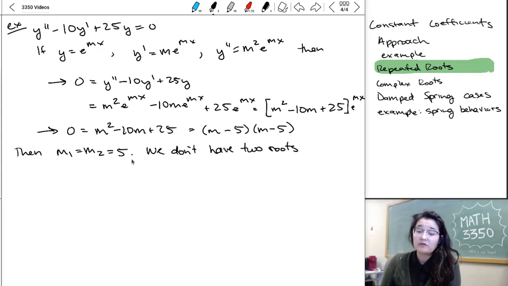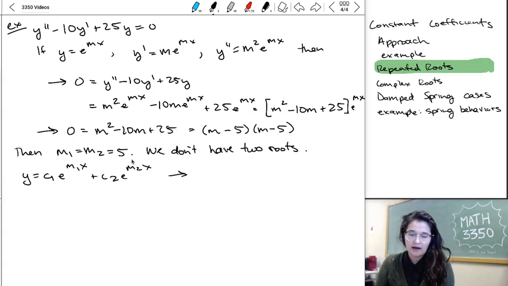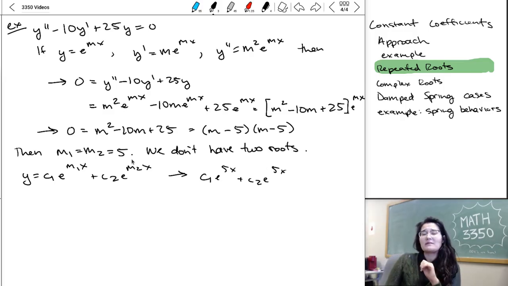We don't have two roots, but I need two roots if I wanted to write y equals c1 e to m1x plus c2 e to m2x. I would get c1 e to 5x plus c2 e to 5x. And they can't be the same thing, because then when I go to solve for c1, c2, they're not different coefficients. They would sort of combine into one when I do an initial value problem. So that's no good.